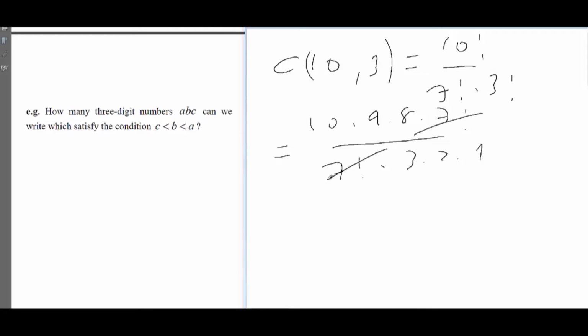The 7 factorials cancel. 3 with 9 can be simplified as 3, and 2 with 8 can be simplified as 4. So 4 times 3 is 12, 12 times 10 is 120. So how many 3-digit numbers in the order ABC, where C is less than B and B is less than A, can be formed by these 10 digits, from 0 to 9? There are 120 different 3-digit numbers.